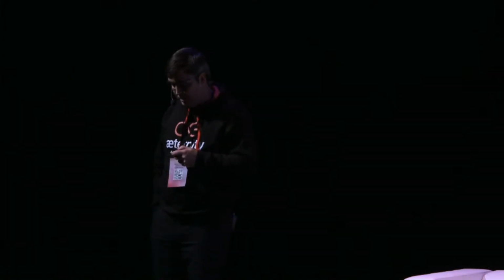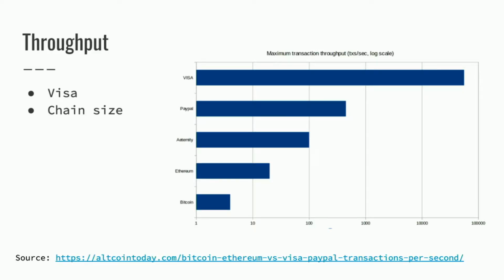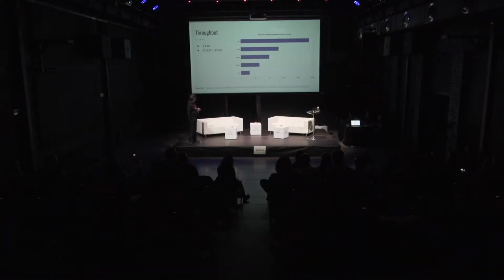Okay, so we often compare to Visa. It's like we want to be the new Visa. It's a bit weird. Visa is very trustful. I mean, you trust Visa to do the right thing, but you do get throughput. This is a log scale, so if it wasn't, then we'd hardly even see the other bars there.